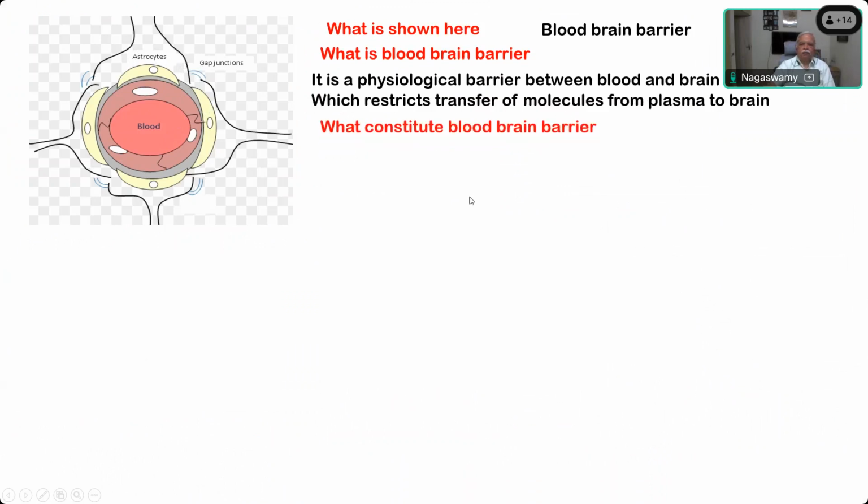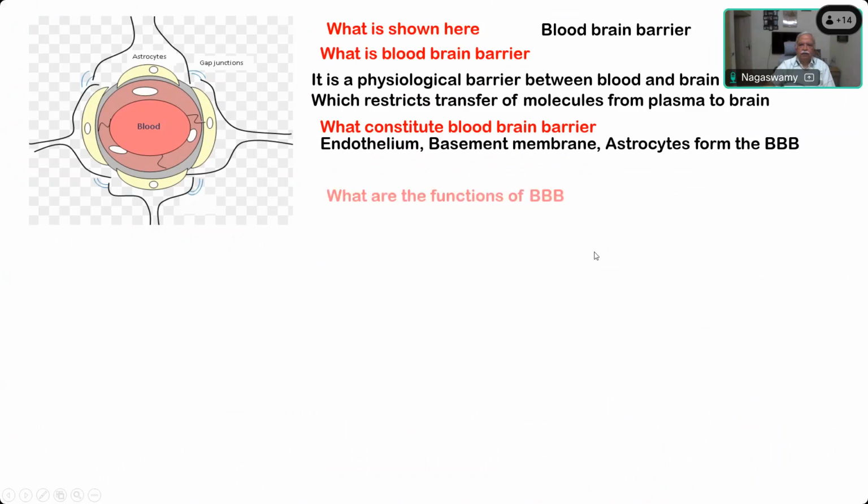And what constitutes the blood-brain barrier? These cells, what are they? Endothelial cells. And this is a capillary basement membrane, and this is the foot process. So endothelium, basement membrane, and astrocyte foot process.